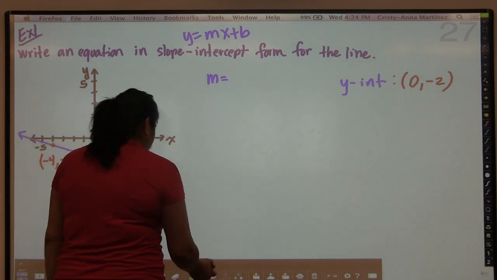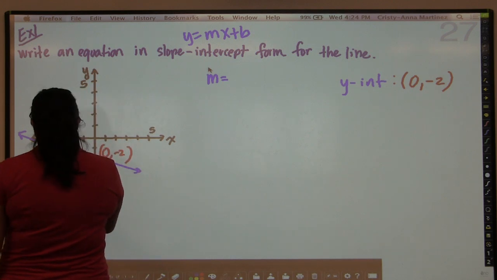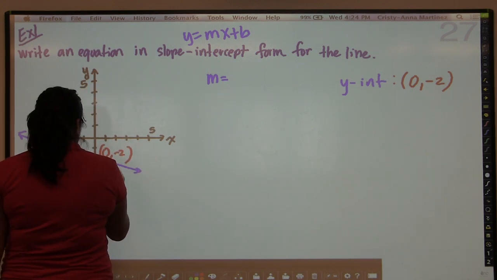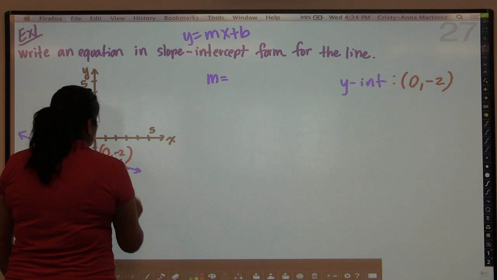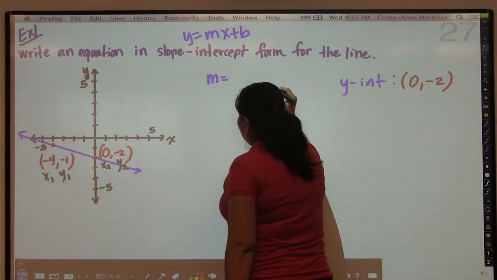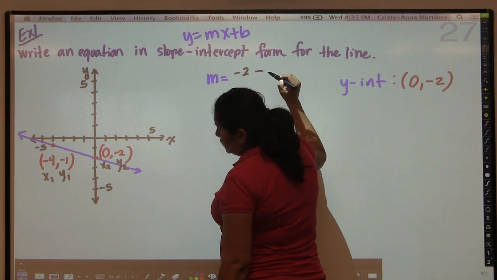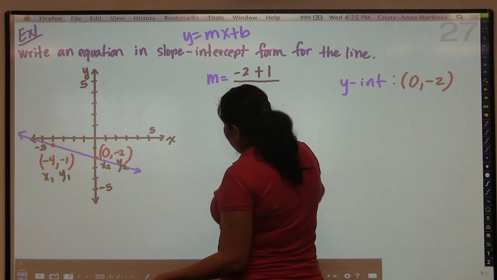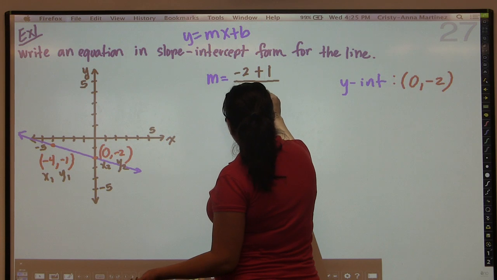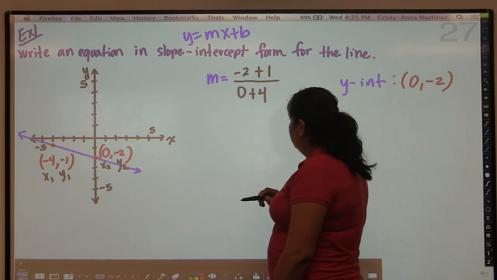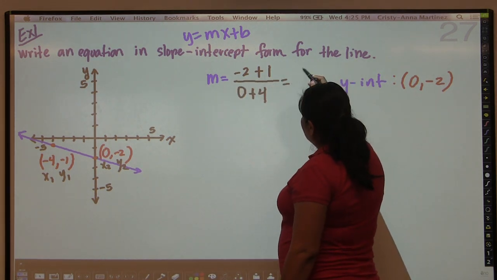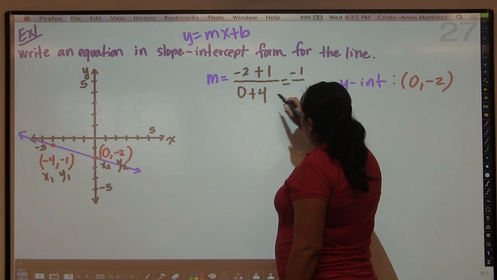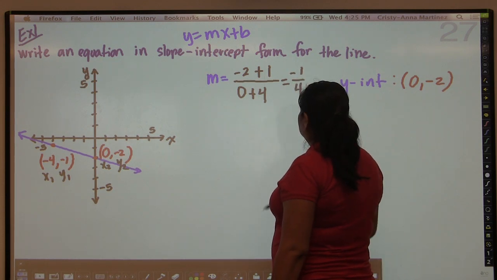The slope is going to be, first label, x1, y1, x2, y2. So according to the slope formula, we're going to go -2 minus y1, which is -1, so minus a negative is a plus. And then x2 is 0 minus -4 is a plus. Remember, minus negative is a plus all the time. And we're going to get -2 plus 1 is -1. And 0 plus 4 is 4. So our slope becomes -1/4.